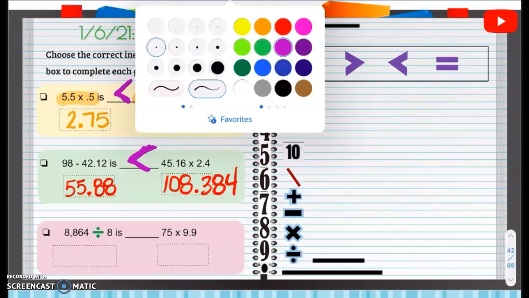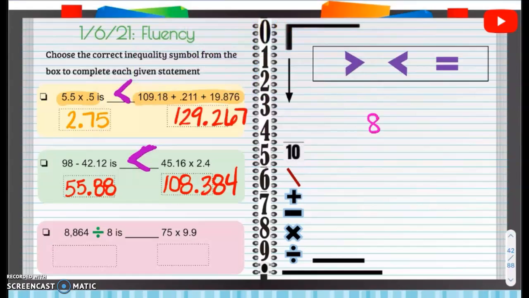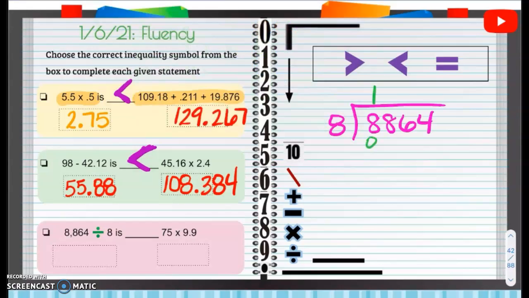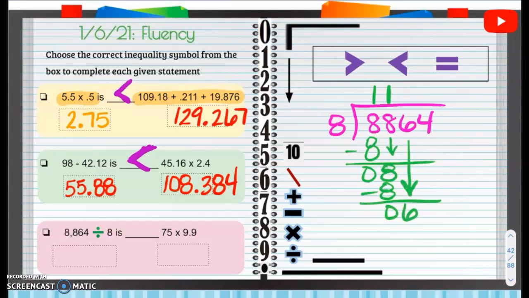8,864 divided by 8. 8 can go into 8 one time. 8 times 1 is 8. 8 minus 8 is 0. Bring down that 8. 8 goes into 8 one time. 8 times 1 is 8. Subtract that, 8 minus 8, which is 0. Bring down that 6. Now, here comes an important part. Can 8 go into 6? No, so we have to put that 0 up there. Now we can bring down this 4.